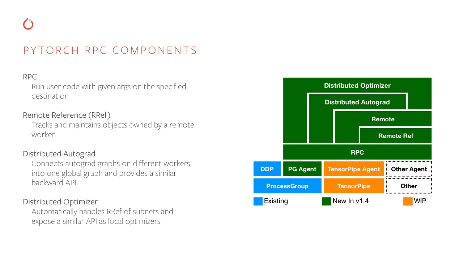So this handles basically, just like you have an optimizer within your standard workflow in PyTorch, all of the distributed aspects of how it works with the RRefs of sub-nets, and exposes this API that's again similar to how the torch.optim API works. And you can see the chart on the right here, kind of how things layer. And again, everything in green here is new in 1.4. So definitely take a look and try that out.